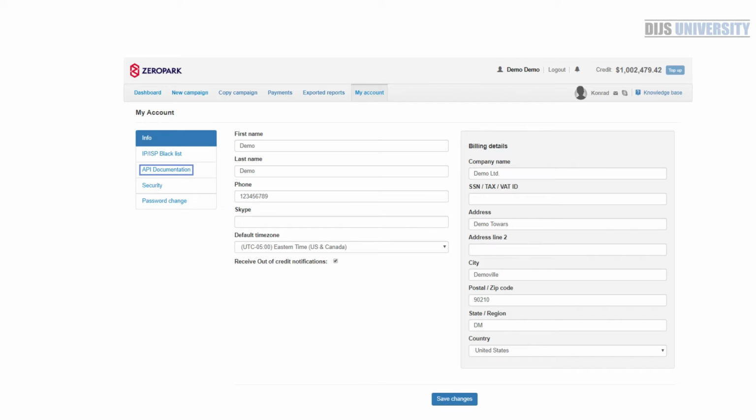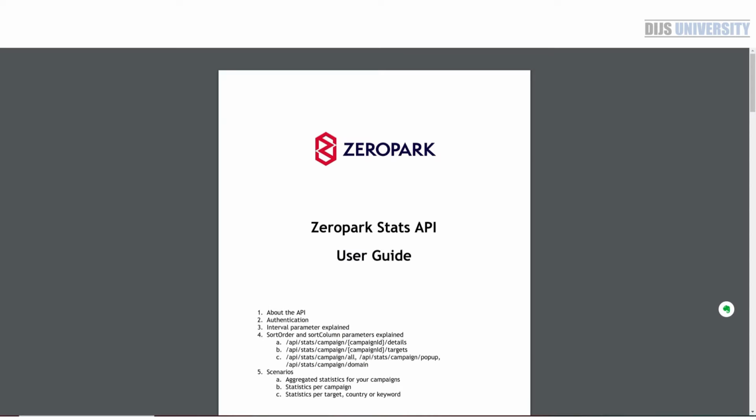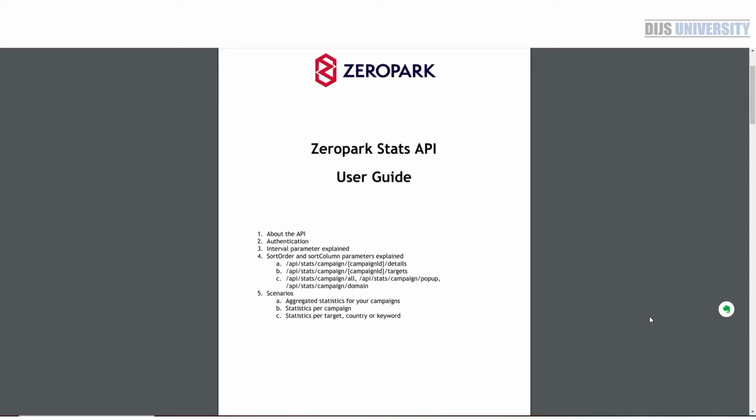On the left menu, if you navigate to My Account, and then on the left side, you'll see where it says API documentation. And here is a glance of the Zeropark Stats API user guide. So you'll get 5 categories that you'll be able to cover, and make sure that you're able to review your authentication, your parameters, and make sure that your columns are all good to go in any of your API scenarios.